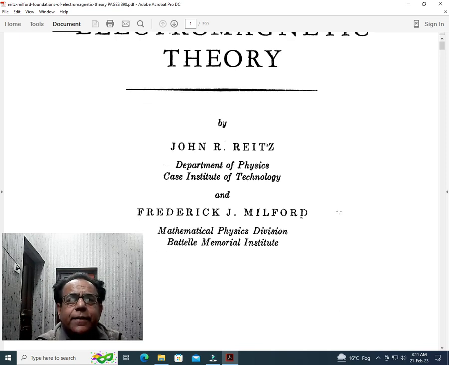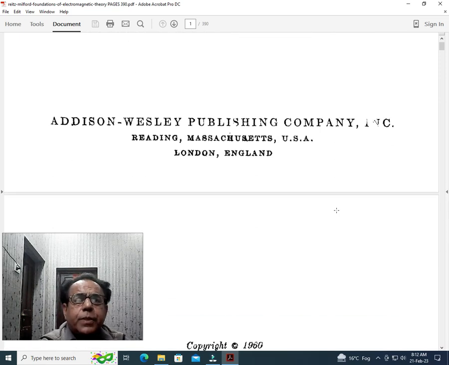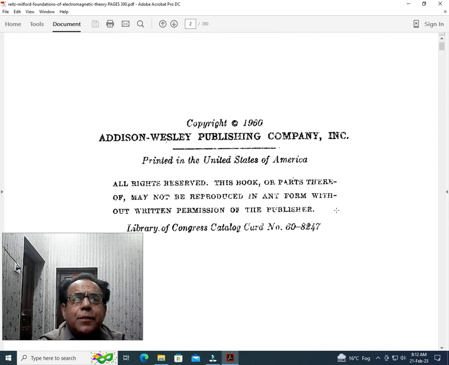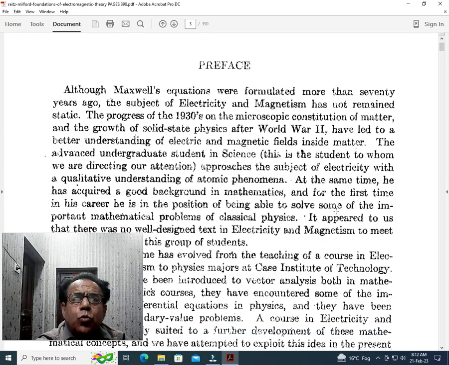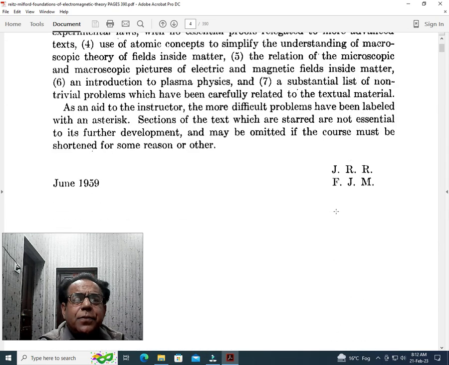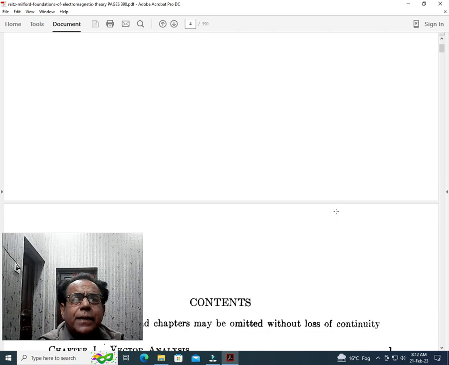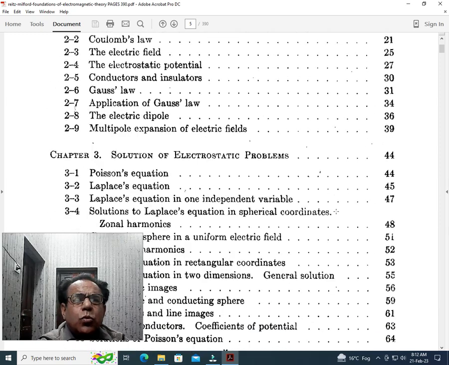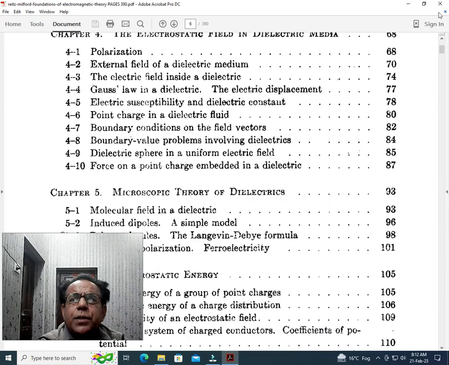John R. Reitz and Frederick J. Milford. Addison Wesley is its publisher, and the copyright is 1960. So it is an old book, with rough typing. The preface was written in 1959. So we will not go into the contents.